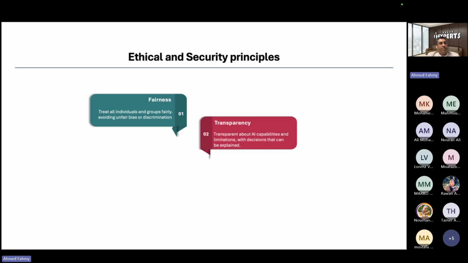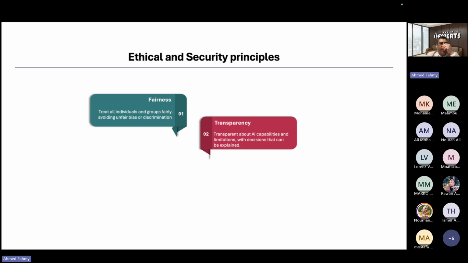The second one is transparency, which means that if the AI system makes a decision, the AI solution or the organization owning the AI system will be able to clearly explain the foundation, the fundamentals, and the rules that were used to make that decision.